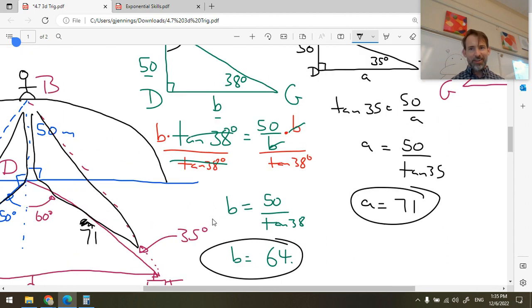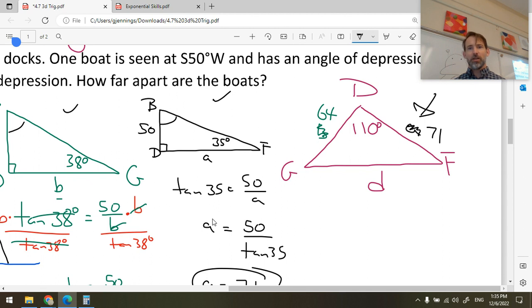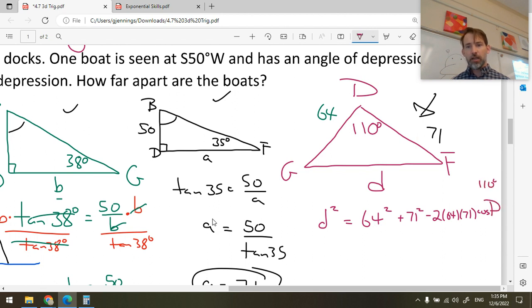Now this triangle up here is solvable because we have side angle side, right? 64 is one side and 71 is the other side, and in between them, an angle of 110. So this will be cosine law to solve for this. D squared is equal to 64 squared plus 71 squared minus 2 times 64 times 71 times cosine of d. And d is known, d is 110. So let's put in 110 instead of d there.